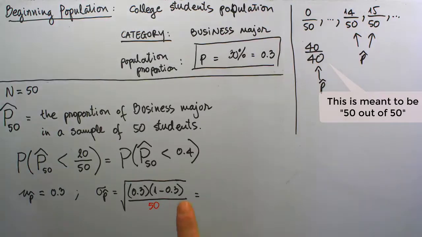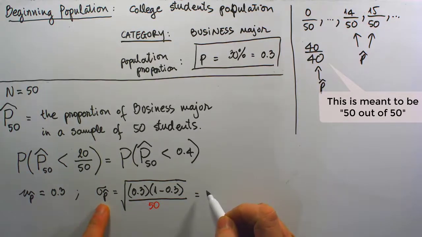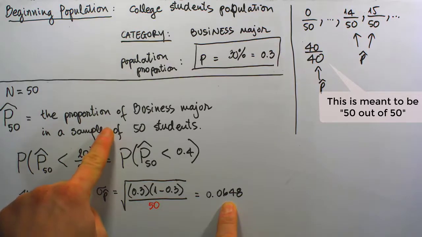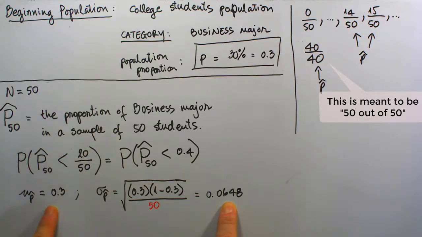I could have also mentioned this back in part A, but usually throughout all of my lectures, when it comes to sigma p hats, I'll round to 4 decimal places. But make sure you watch for the rounding requirements in every single problem that you are working with. So here it's going to be 0.0648. So this is the average spread of this distribution from where the center is.